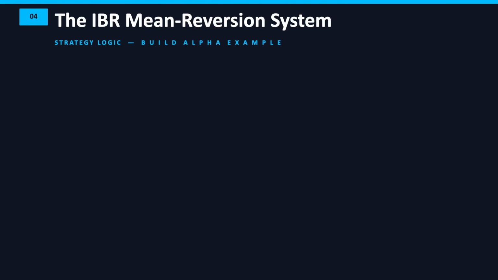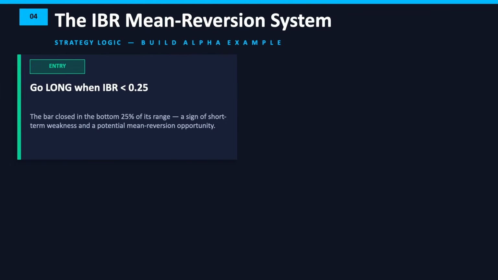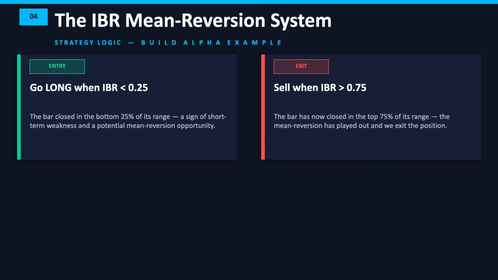Now, what we can do is create a very simple trading system with these rules. We're going to go long when the IBR is less than 0.25. What that means is it's close to 0. So we are in a pullback in the sense that the close of the bar is in the lower quarter of that bar's range. Likewise, we're going to sell when that close is in the upper quarter of its daily range. So we're going to build something for the S&P market on a daily bar.